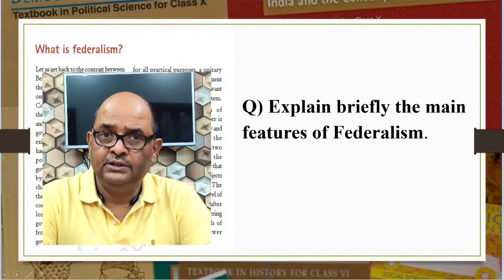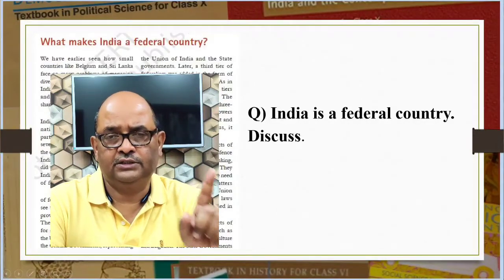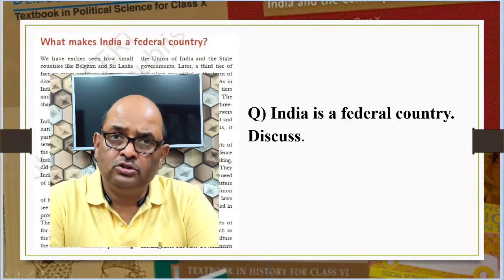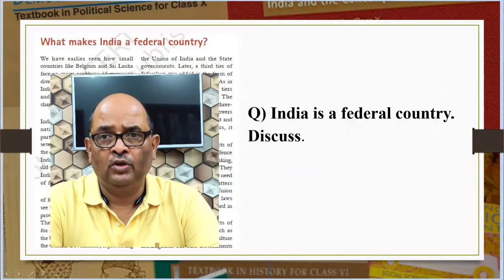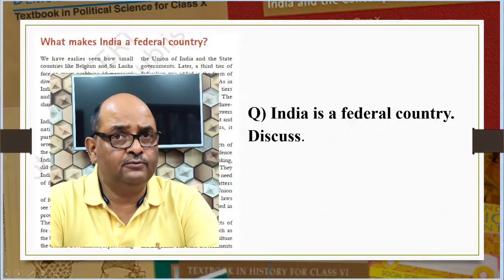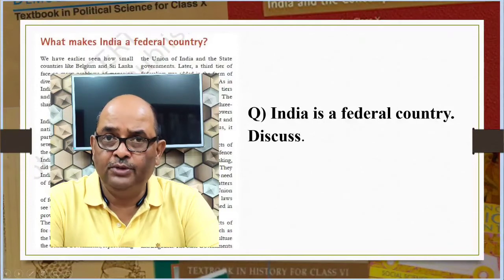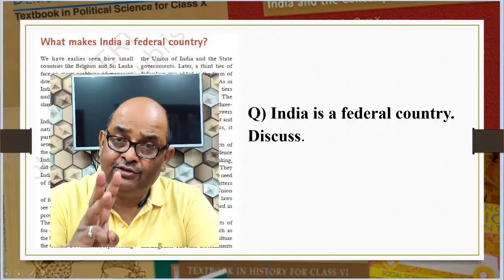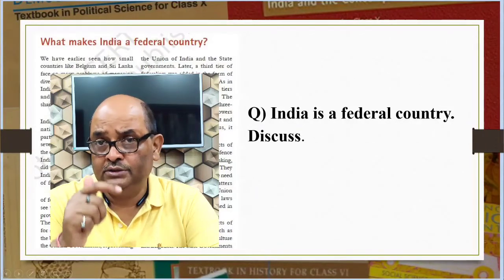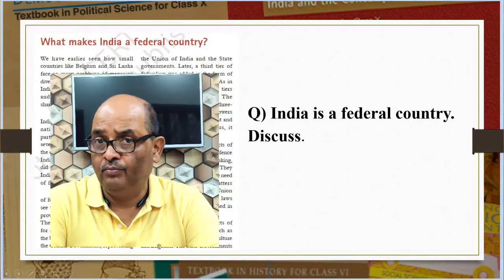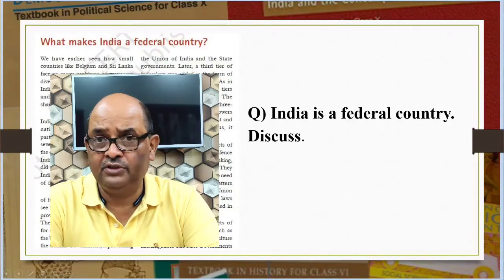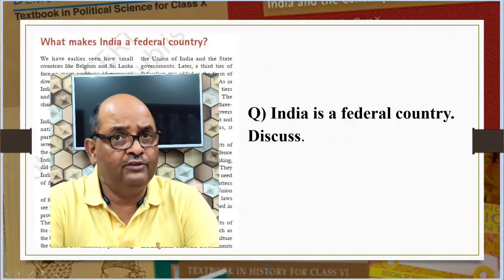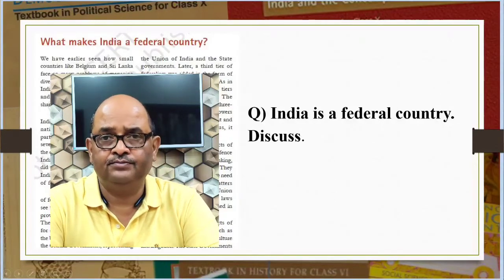You may be asked, India is a federal country, discuss. The Constitution of India has declared India into a union of states. Although it did not use the term federation, the Indian Union is based upon the principles of federation. India has 3 levels of government: union government, state government, and local government. Point number 2. Each of the tiers has its own jurisdiction in specific matters. They have their own well-defined functions and responsibilities.